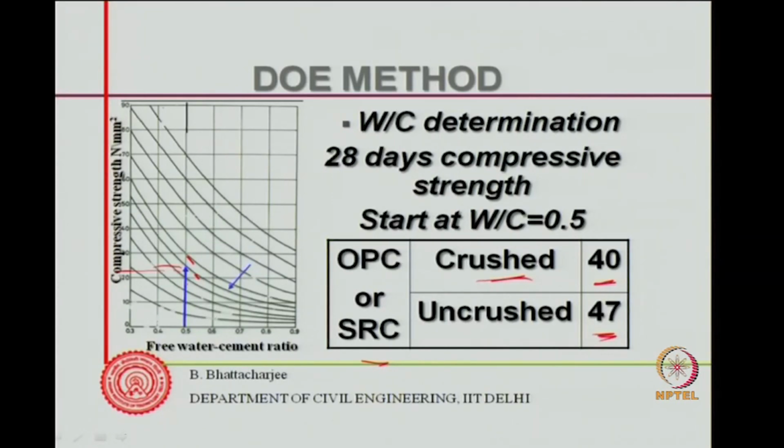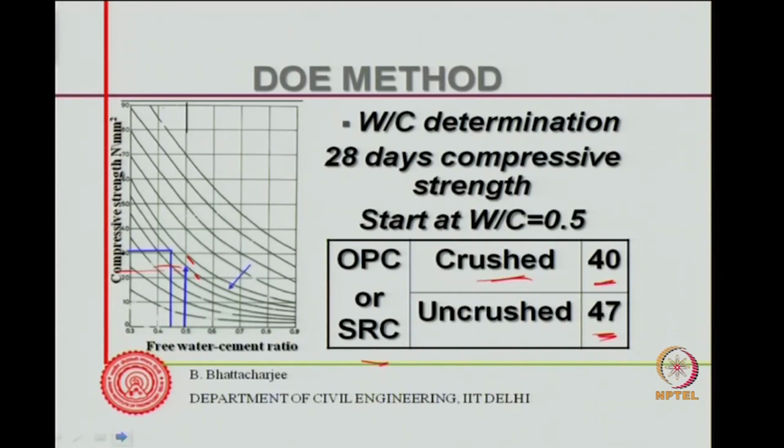Now supposing your target mean strength is 32, the water cement ratio would be, in this curve, draw a line at 32, and this will be your water cement ratio, close to 0.45. It is the same as the example that I have taken, actually deliberately taken that way. So therefore, you can find out your water cement ratio in this manner.